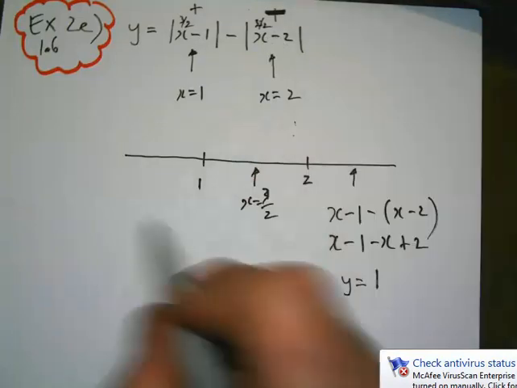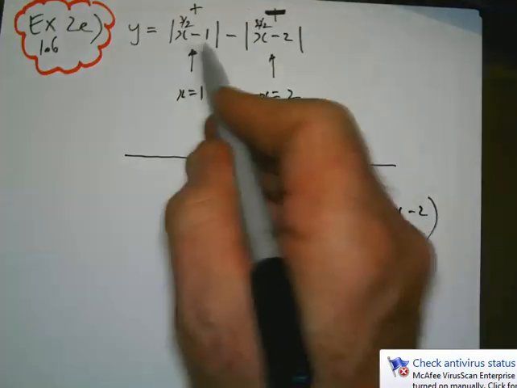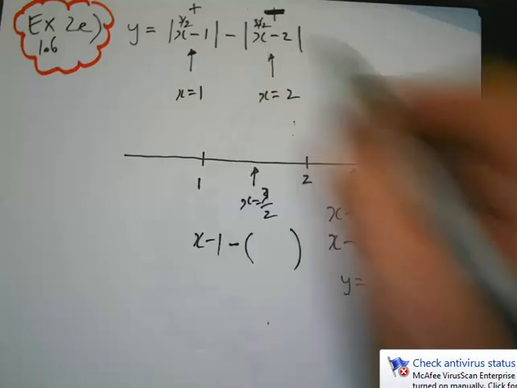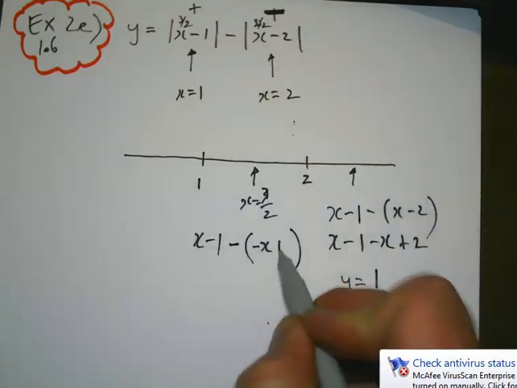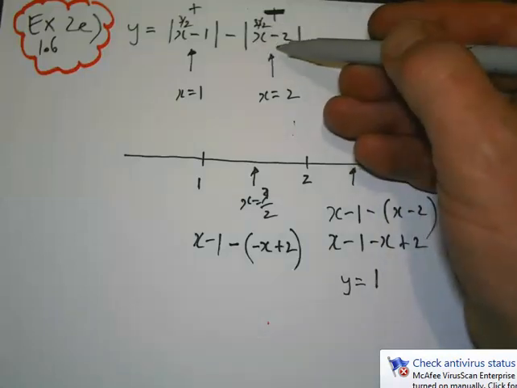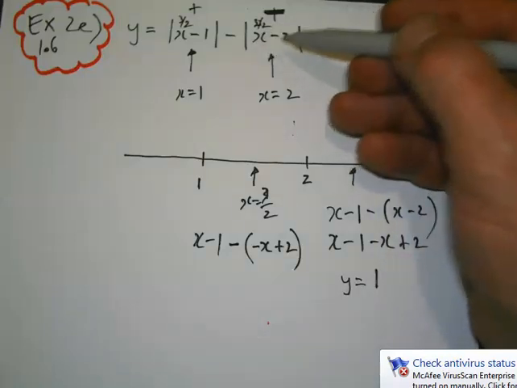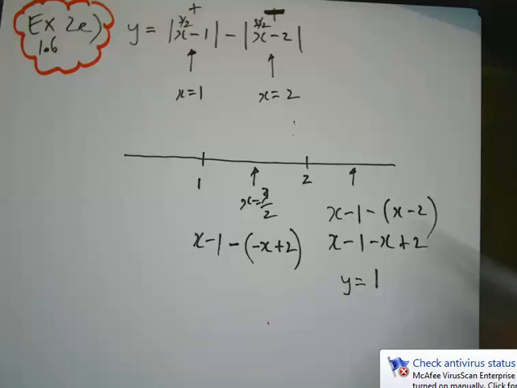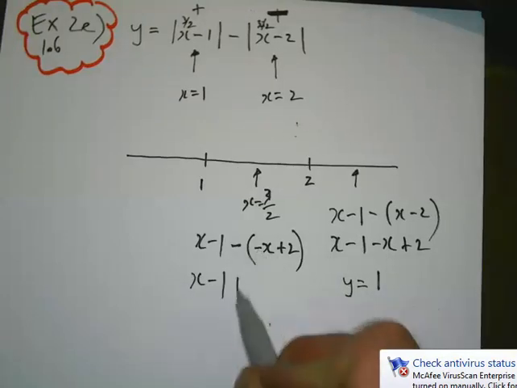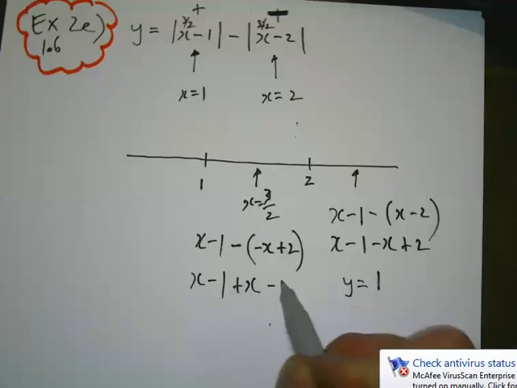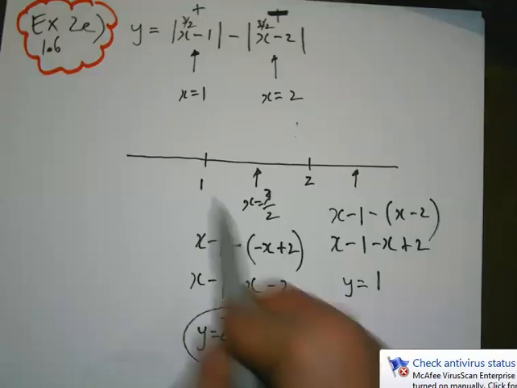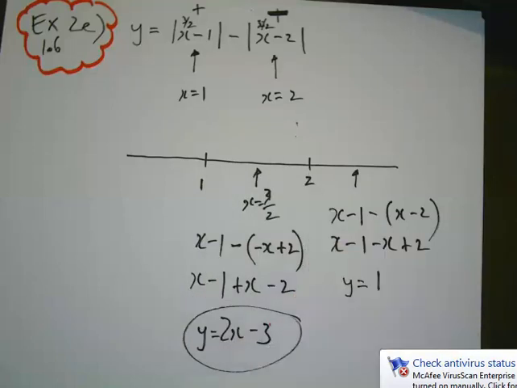So it's going to equal x minus 1, because that doesn't need to be multiplied, minus, but this inside does need to be multiplied, so I get my minus x plus 2, because the inside of the modulus gets multiplied by negative 1, because the value of the modulus is a negative. And this negative out here will have an impact. x minus 1 minus x is plus x minus 2. 2x minus 3 is what y equals in the interval from x equals 1 to 2.